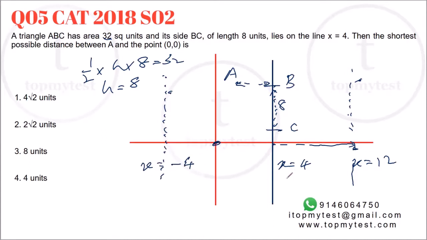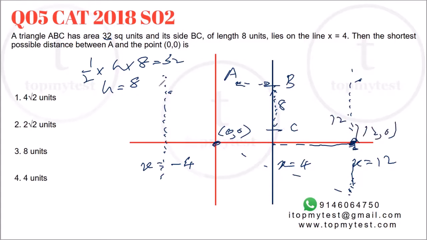Right, this gap is 8. Now the question is, what is the shortest possible distance between A and the point 0 0? So if A lies here, depending on how A lies on this line, the shortest distance will be when A is equal to 12 0, in which case the distance will be 12 units.